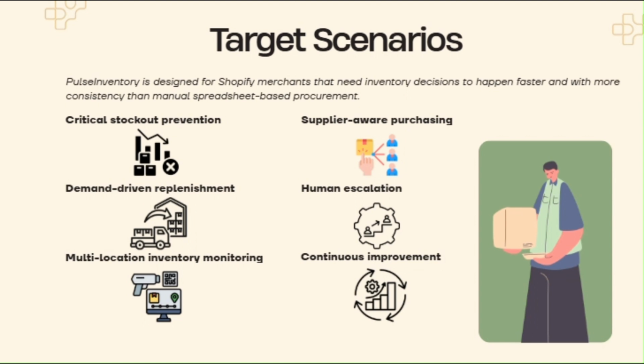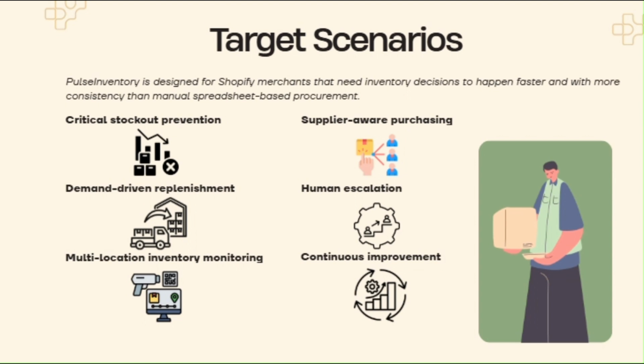Third, multi-location inventory monitoring. For example, a SKU can be stocked across different Shopify locations, and this will be easily identified through the system. Supplier-aware purchasing. For a single SKU, multiple suppliers with different reliability, cost, lead time, and minimum order quantities, and the agent will be able to rank this and explain the trade-off.